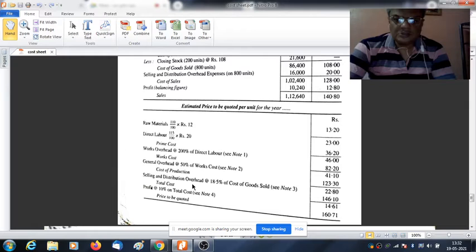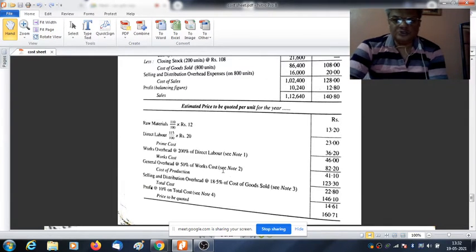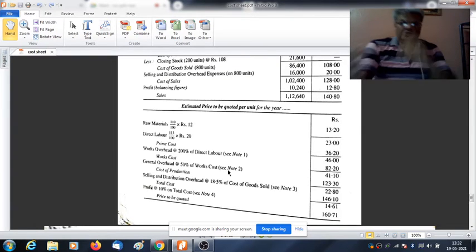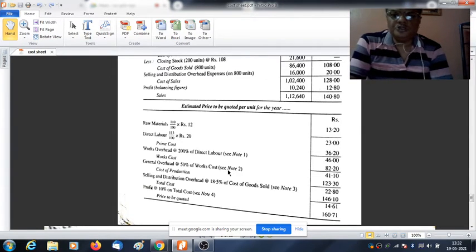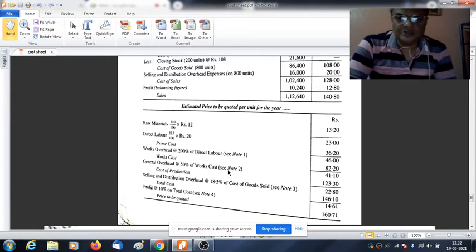Then comes selling and distribution overhead. Here there is no question of cost of goods sold, because there is no opening stock of finished goods or closing stock of finished goods. Why is there no opening or closing stock of finished goods? Can you tell me? Sir, it is an estimated cost sheet. Good, excellent. That's the answer I wanted.